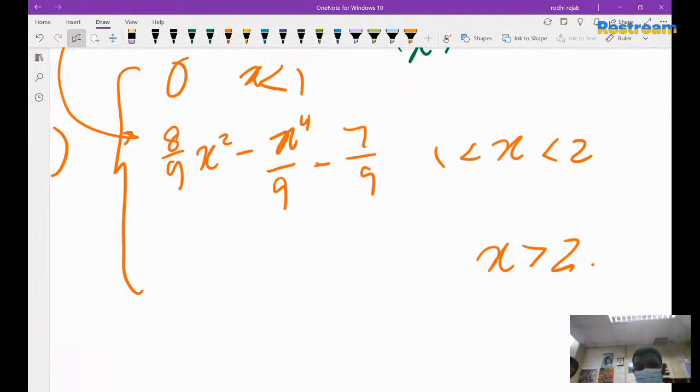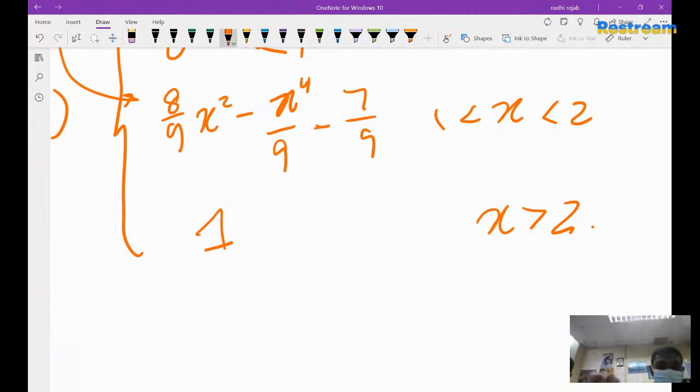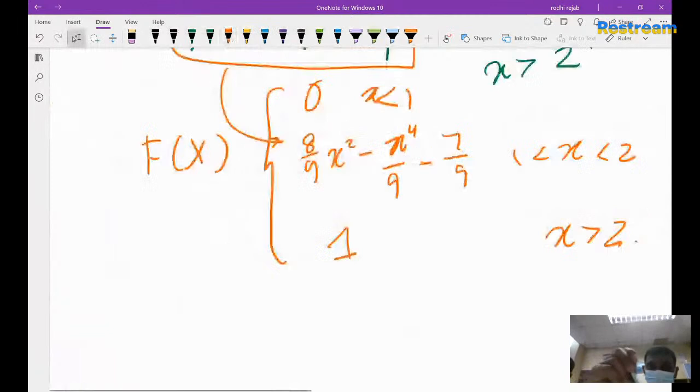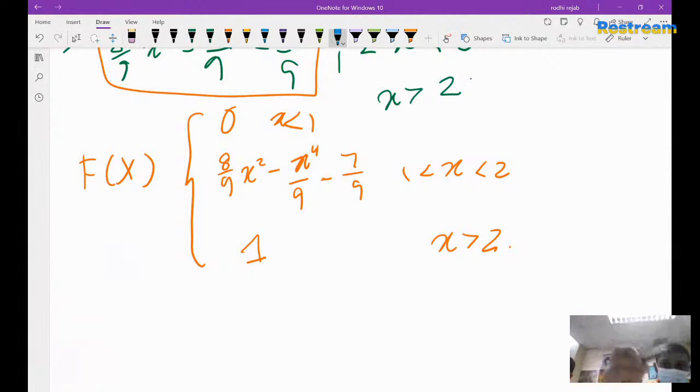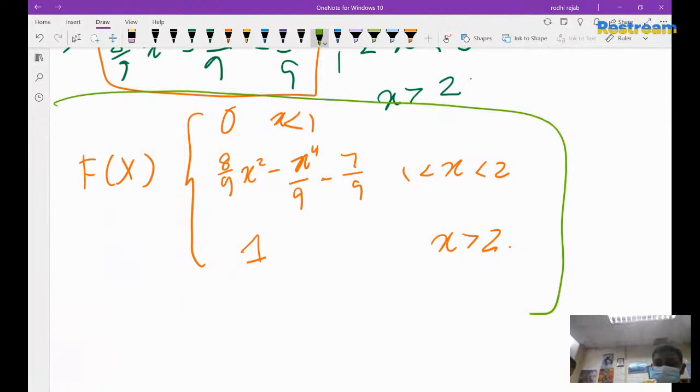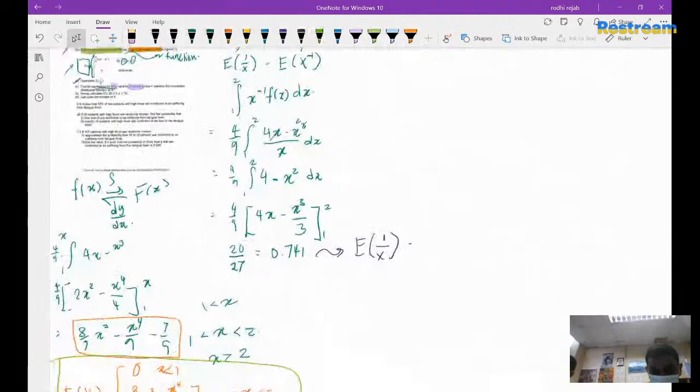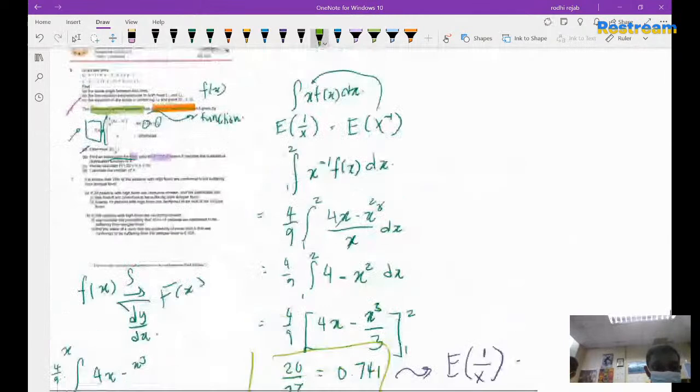Sebab kita akan longgok-longgokkan frekuensi itu from 1 to 2. Sebab 1 to 2 ni yang kita ada nilai function ni. Jadi kalau lebih dari 2, kita mesti akan dapat nilai 1 saja. Sebab kita dah longgokkan from 1 to 2. So this is our table tu lah. This is the final answer for question B. And this is the final answer for A.